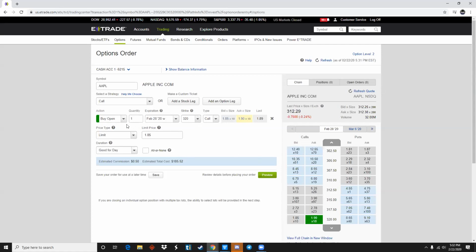Obviously, when you want to sell it, you want to make sure you sell close, selling it for the bid or ask price. Let's just say it moved up and you're selling it at 225. Then each contract is 225 bucks a contract. So you made a move from 185 to a $225 contract. If you had 10 contracts, you're making that move times 10.